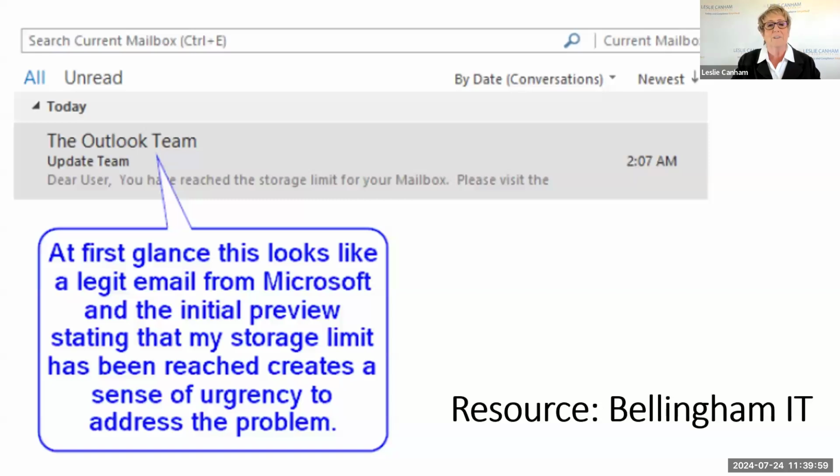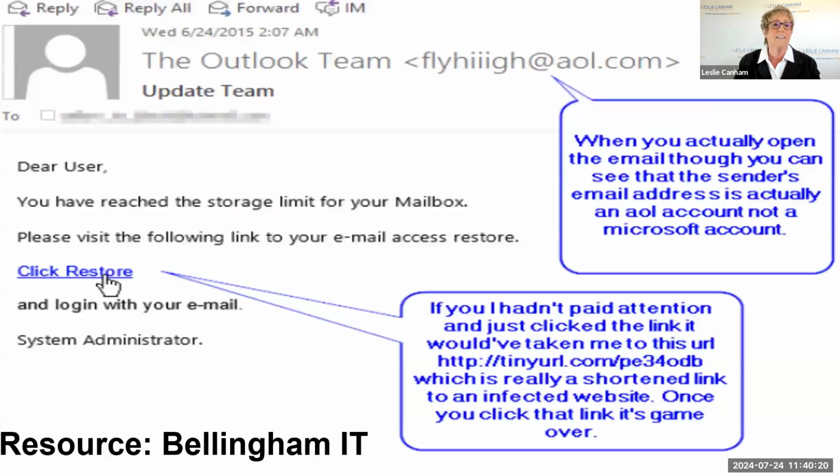Here's one that Bellingham IT wanted to give us as an example. So they shared this information. If you have an email that says the Outlook team, and it tells you you have reached your storage limit for your mailbox, and it also tells you that you're not going to get any more emails, or all your emails are going to be deleted unless you respond. And they ask you to respond by clicking something to restore your storage.